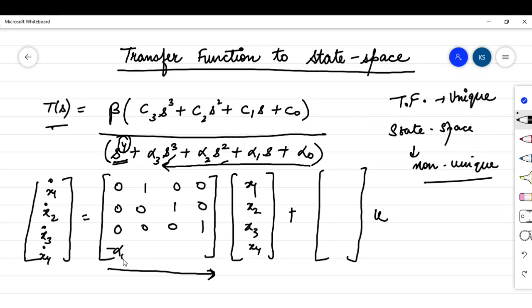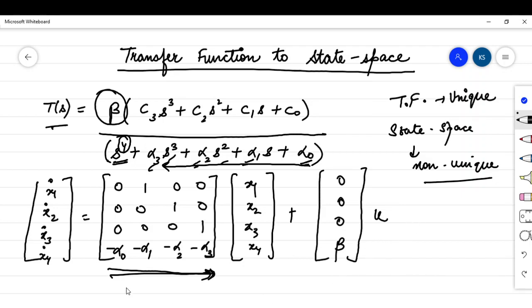So we have to write it as minus alpha naught, minus alpha 1, minus alpha 2 and minus alpha 3. Just remember to write these constants in the reverse order with negative sign. And the input equation can be written as the constant which is applied to the numerator of the transfer function is written here, and the remaining terms are 0, 0, 0 here.